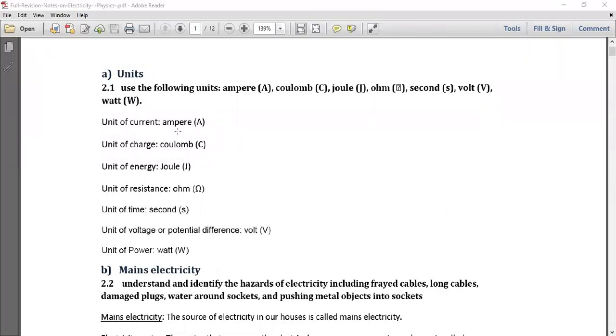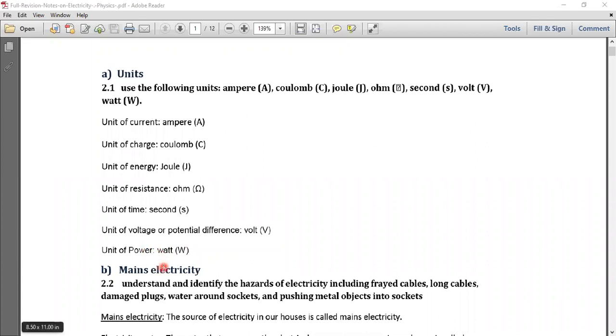We use ampere to indicate current. The unit of charge is coulomb, and the unit of energy is joule. We also have resistance, which is measured in ohm. The unit of time is always seconds, and the unit of voltage or potential difference across circuits is volt, or V. The unit of power is watt. You can also tell it as joule per second. That means joule per second can also be named power, or watt.